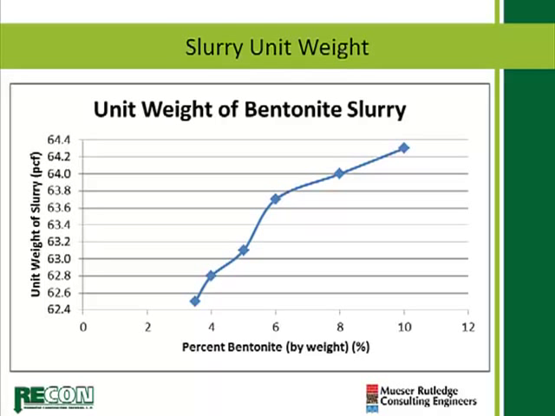To have a significant change in the slurry unit weight, one must add more types of material other than bentonite, like sand, other clay materials like kaolinite and attapulgite, and chemicals and polymers.